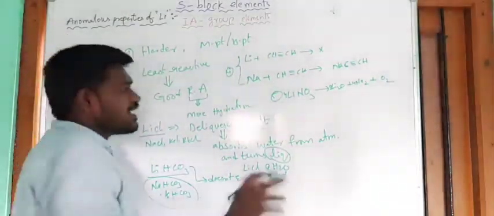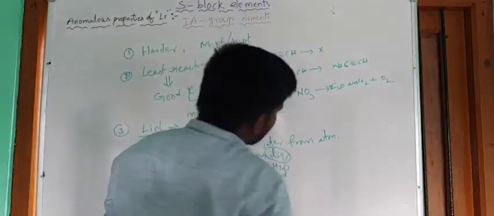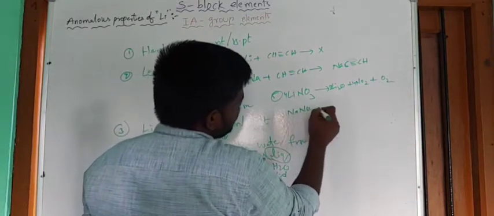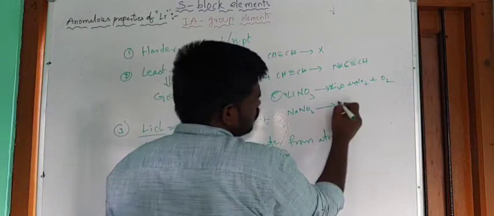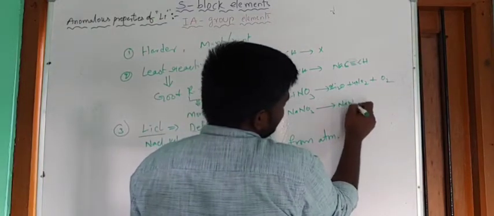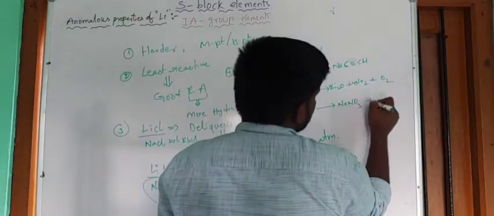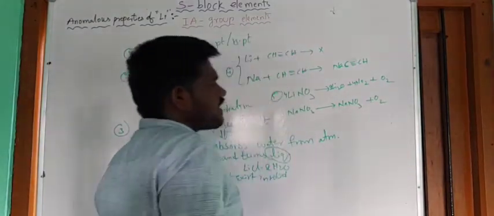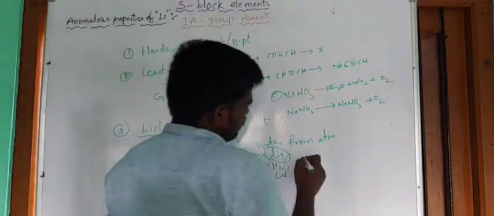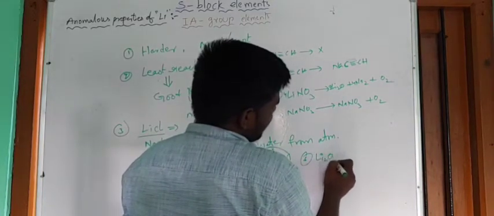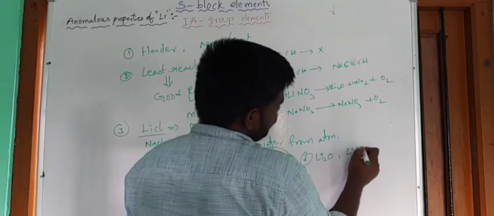O2. But other nitrates, other alkali metal nitrates, for example NaNO3, decompose to give sodium nitrite, that is NaNO2, plus we get oxygen gas here. And the next one, the last one, lithium oxide and lithium fluoride.